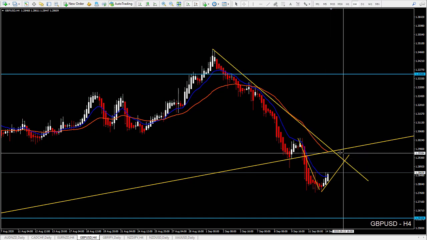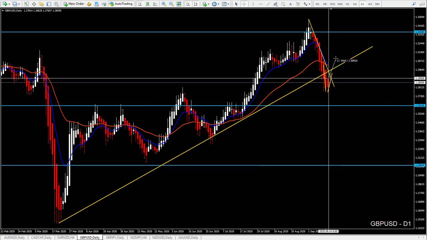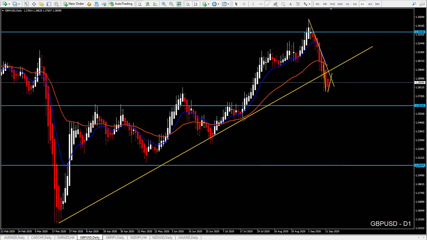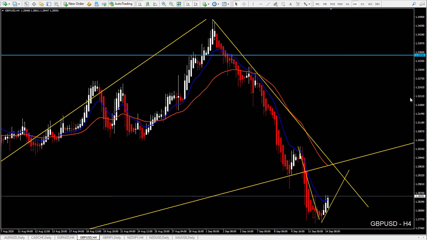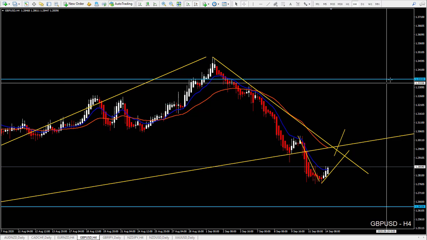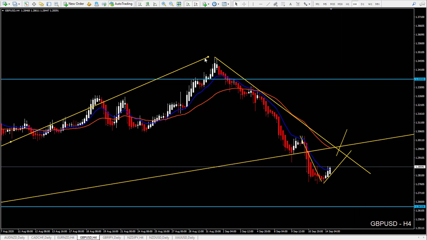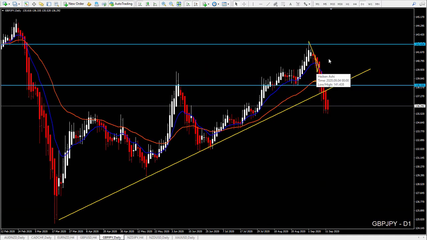If price breaks this trend line here and goes up, maybe we'll get again this weekly long 1 to 3, and then you can think about possible long scenarios, but after this trend line breakout, and then target those previous highs. Yeah, so this is the option for cable, and GBP yen looks more or less the same.